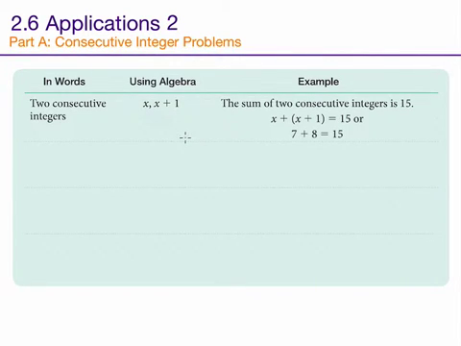The kinds of problems we're going to be doing in this part of this section are things like this. The sum of two consecutive integers is 15. Well, here's my is, which means equals. And the right-hand side then of this is the 15. But what is 15? The sum of two consecutive integers. The sum of an integer and one more than that integer. The sum of two consecutive integers is 15.